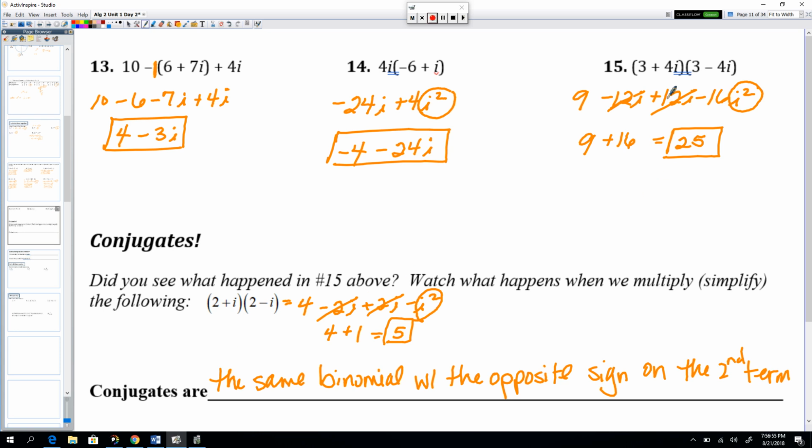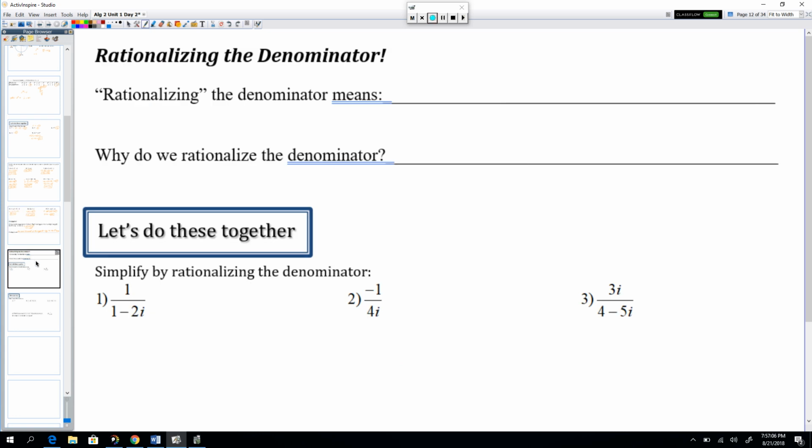Okay, and as you see, these are very useful things. If you take a number and multiply it by its conjugate, you get a beautiful outcome here. Nothing with these messy little imaginary components. We're going to use these conjugates to rationalize a denominator. Well, what the heck does that mean? Rationalizing the denominator means converting the denominator into a rational number. And we'll see that. Let's do these together.